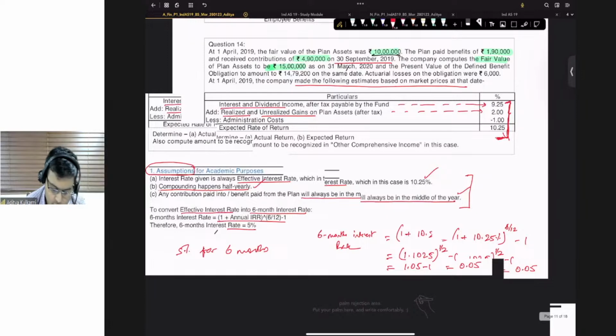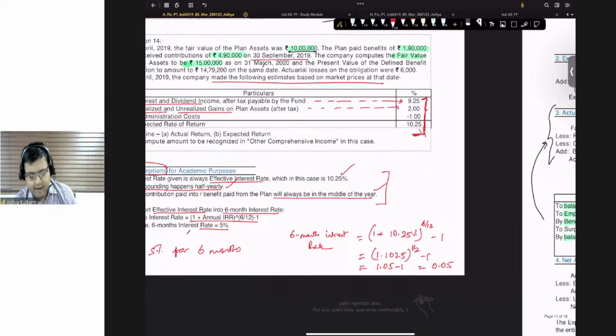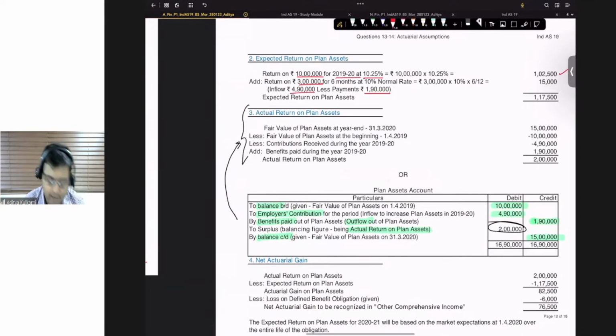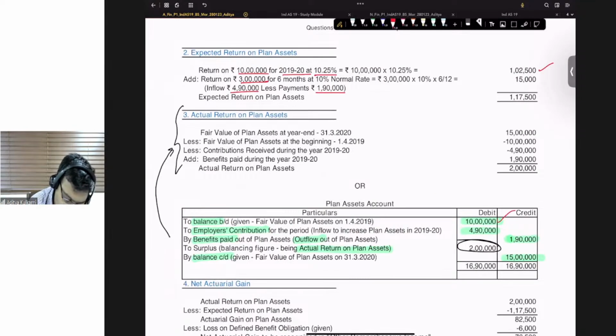Coming to our workings. 10 lakhs is the opening balance. This was invested for the entire year. So 10 lakhs into 10.25%, 1,02,500 is the return which you are getting. This includes capital appreciation, dividends, interest, administrative cost adjusted, everything.